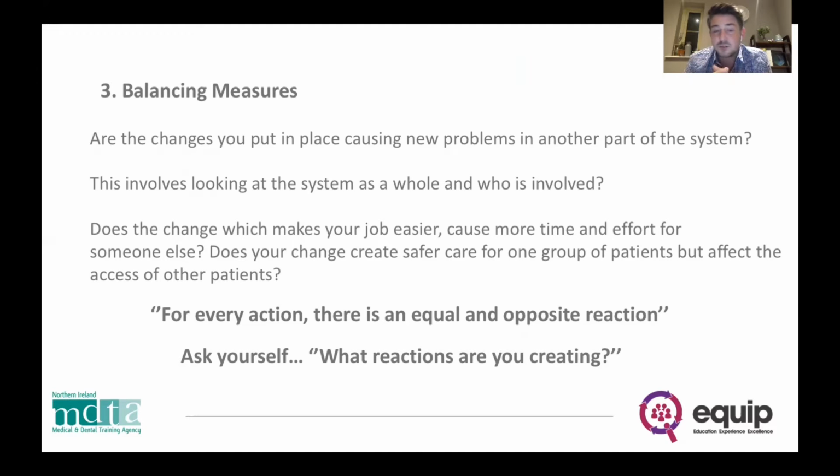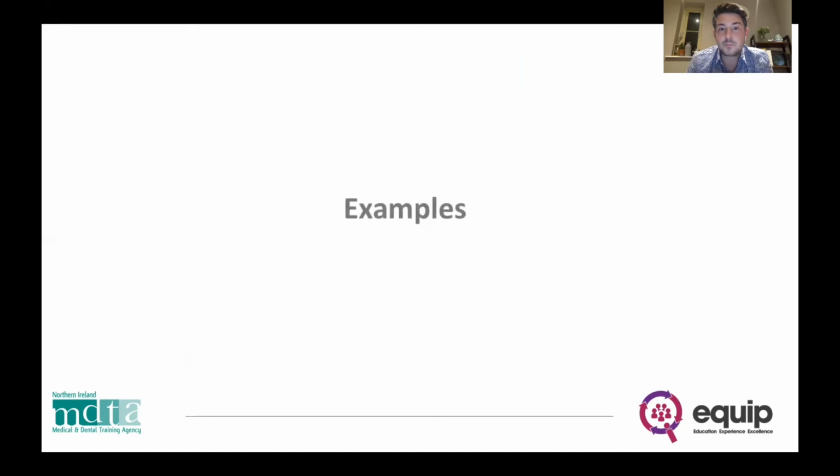Now, this isn't strictly true, but for every action, there's an equal and opposite reaction. It's not strictly true for QI, but you need to ask yourself, what reactions are you creating? I'm just going to run you through a few examples of projects which I have taken part in over the years and take you through the different measures which I used.